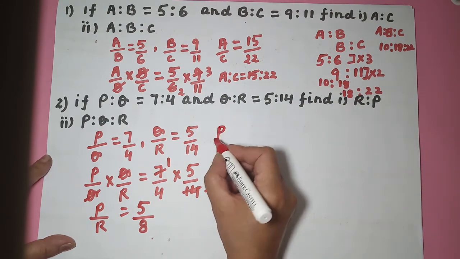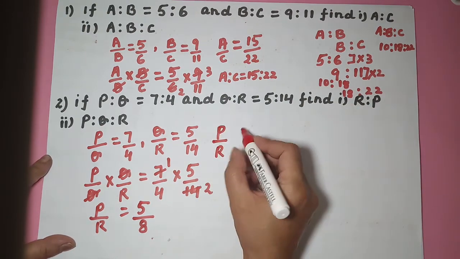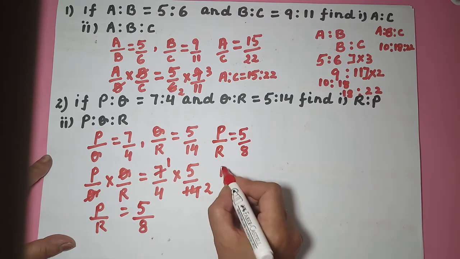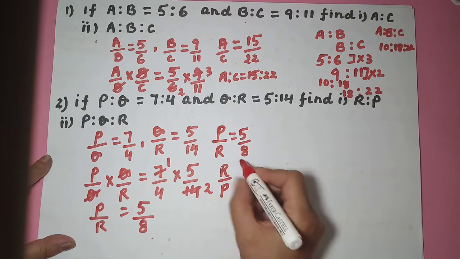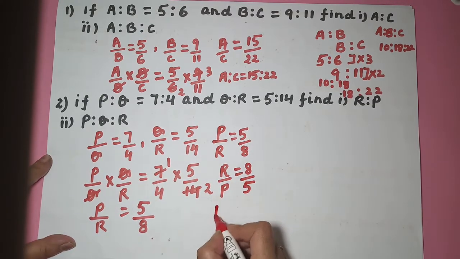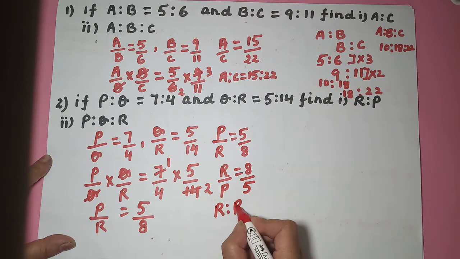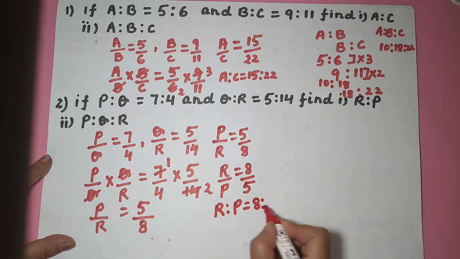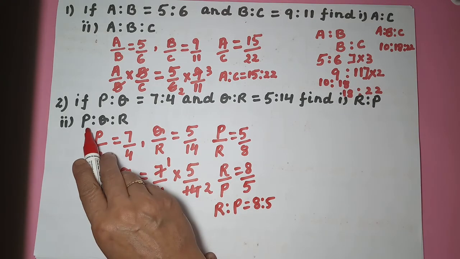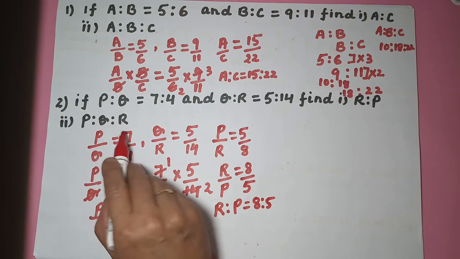I have found P upon R. How much was that? 5 upon 8. Now if I want to find R upon P, I need to reciprocate this. So that becomes 8 upon 5. So then my R is to P is equal to 8 is to 5. Right? And then finally he has asked me to find the ratio P is to Q is to R.